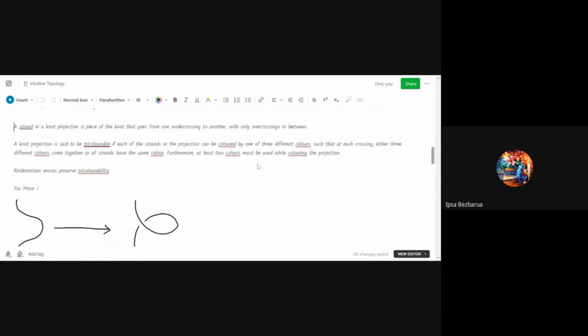Next, I have this definition of tricolorability. A knot projection is said to be tricolorable if each of its strands in the projection can be colored by one of three different colors, such that at each crossing either three different colors come together or all the strands have the same color. Furthermore, at least two colors must be used while coloring the projection.